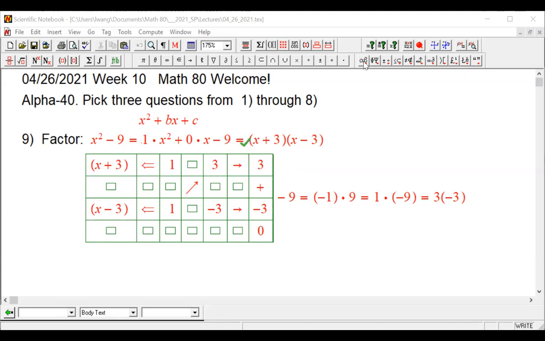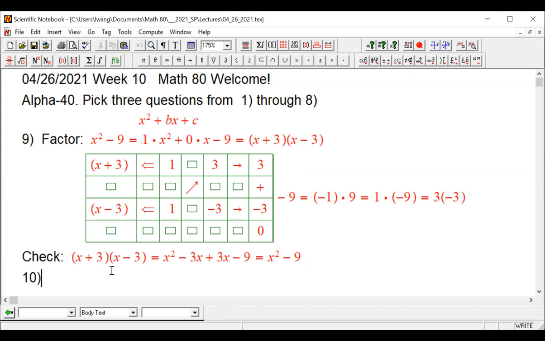When we check our answer, we'll take this one. Okay, so we're gonna check. We have x times x is x squared. And we have a minus 3x, and we have a plus 3x, we have a minus 9. So in the end, we get x squared minus 9. Okay, so we got our factors. And next, I want you guys to try number 10.